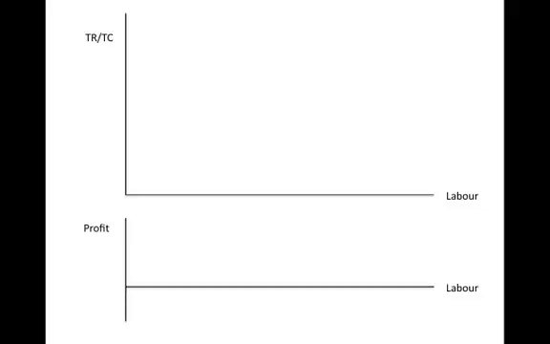Now if I multiply TPP by price, I end up with this green line, and that's simply the value of total product curve. And so that's the value of the output coming through this production process. So at any given level of output, I can calculate my corresponding total physical product, and if I multiply that by price, I get value of total product.